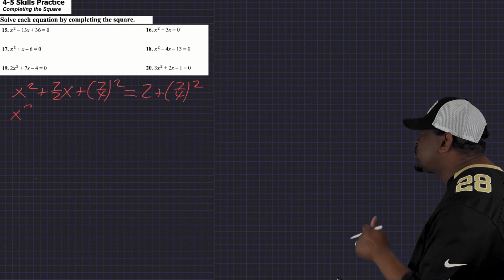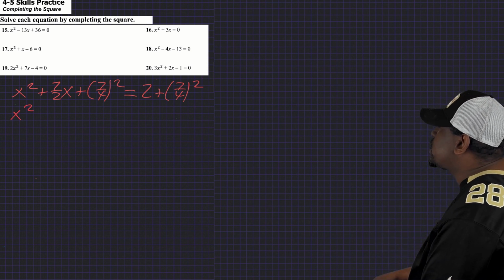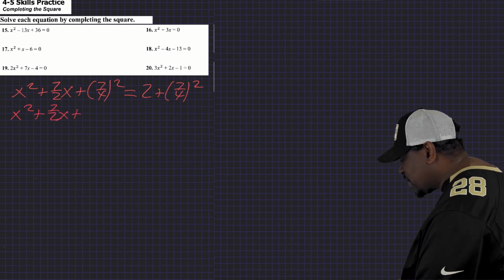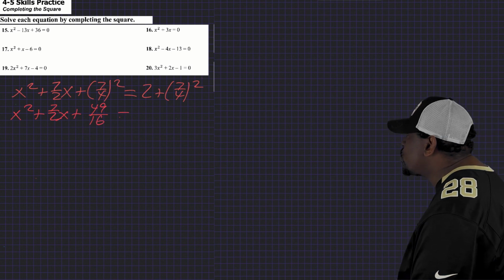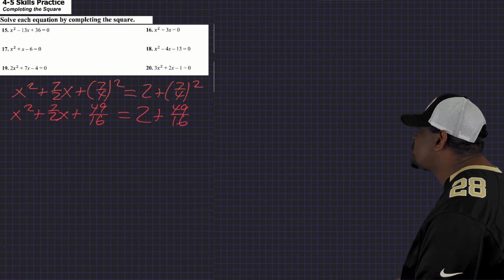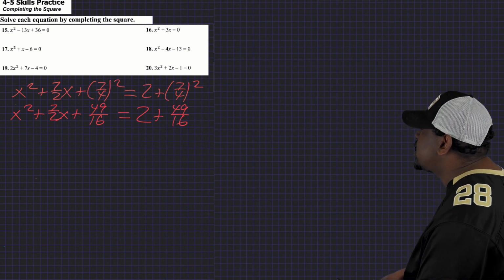And you will put that on the left side of the equal sign and the right. So we will rewrite the equation, and it takes a minute to figure it out, I guess. So we have x squared plus 7/2 x plus 49 over 16, because 4 squared is 16. Don't make that mistake like I was about to do. And so on the right side, we'll also write 2 plus 49 over 16.